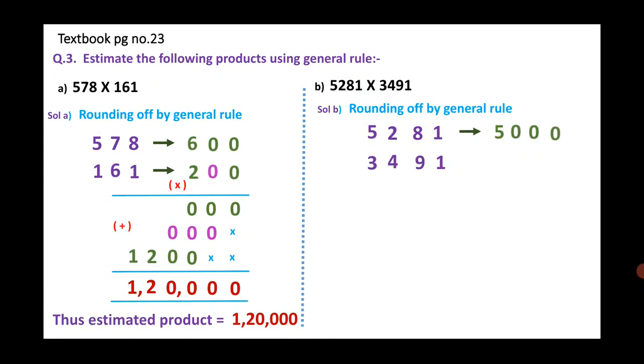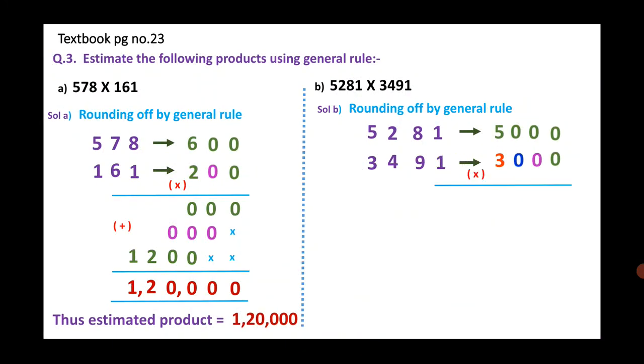Okay, the next number I have is 3491. Now in the thousands place I have 3. To the right of that I have 4. 4 is smaller than 5, so we will not add anything to 3. So now what will my number become? It will become 3, and all the rest of the digits will turn to 0.